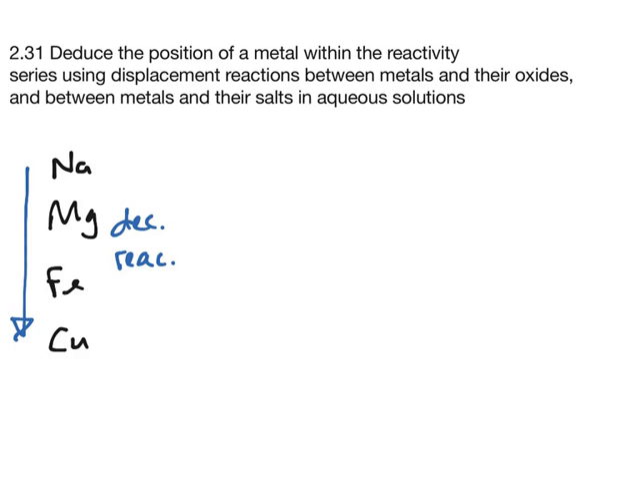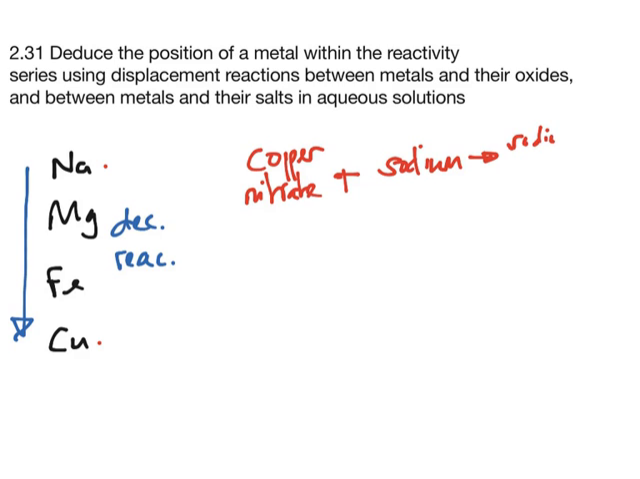If we have a solution, say then, of copper nitrate, and we want to add some sodium to it, this is where the displacement comes in. Does it react? Well, sodium here is more reactive than copper here. Because of that, it grabs onto the nitrate, so we end up forming sodium nitrate, and that leaves copper.